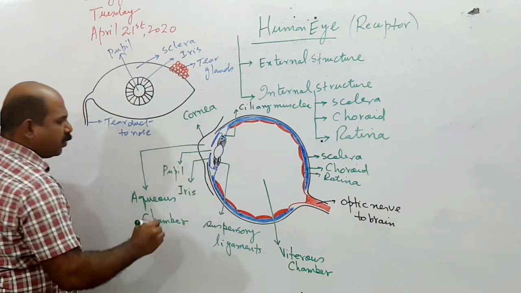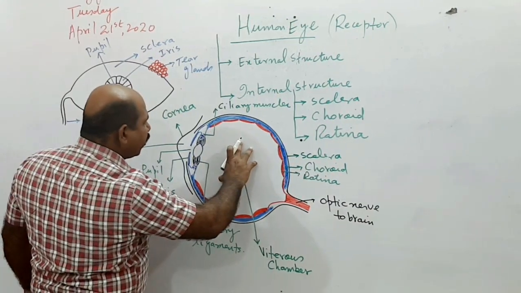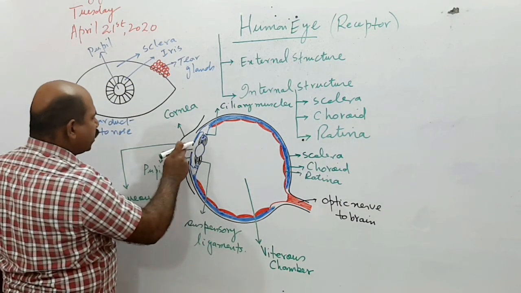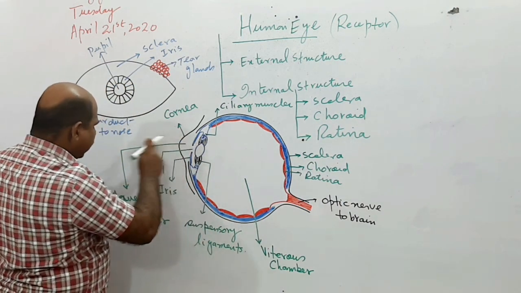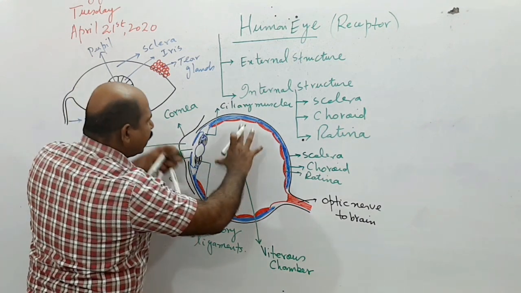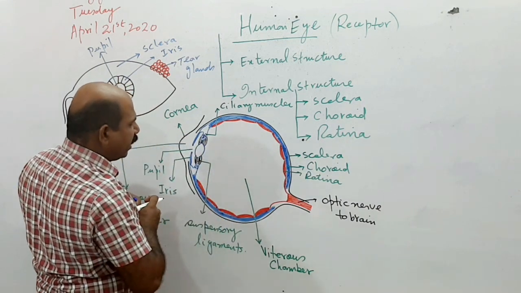This is called the vitreous chamber. The vitreous chamber is filled with vitreous humor, a liquid. Similarly, the aqueous chamber is also filled with a liquid, and that one is known as the aqueous humor. It maintains the shape of the eye, and the pressure of the eye is maintained with the help of this liquid.